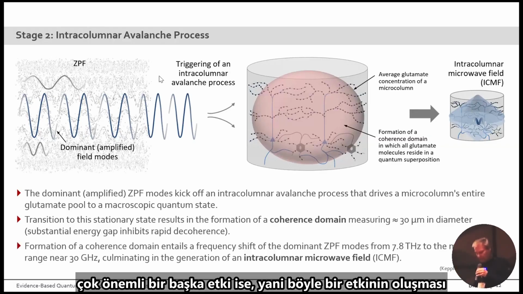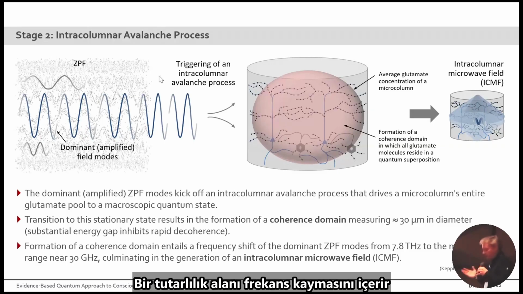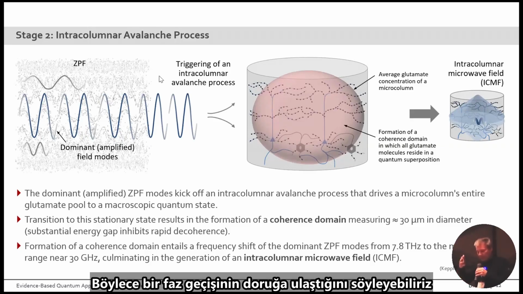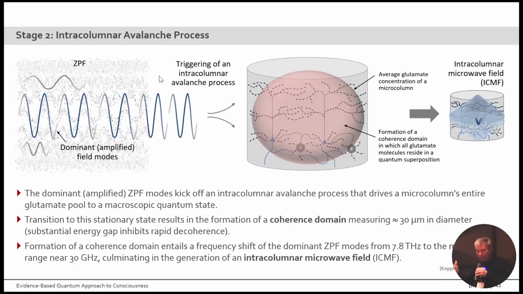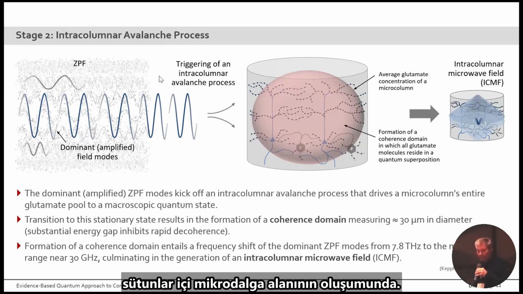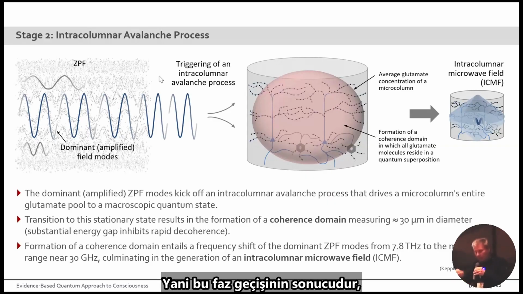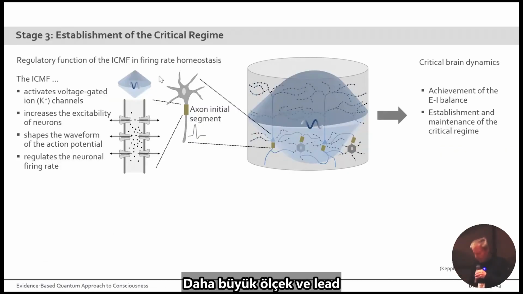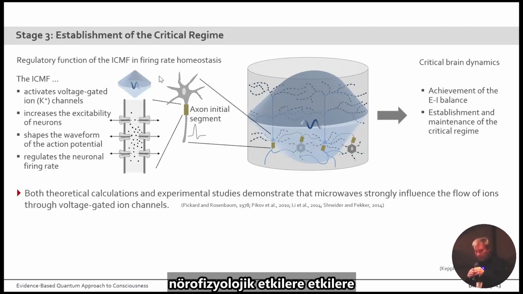And there is another effect which is very important, namely the formation of such a coherence domain entails a frequency shift of the dominant, the dynamically relevant field modes from the terahertz to the microwave region, so that we can say that a phase transition culminates in the generation of an intracolumnar microwave field. So this is the consequence of the phase transition. So it builds up its own field, and that's now the interesting point, which is relevant on a larger scale and leads to neurophysiological effects on a larger space scale.